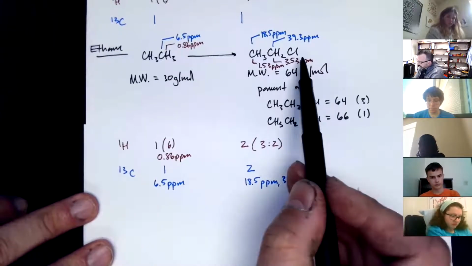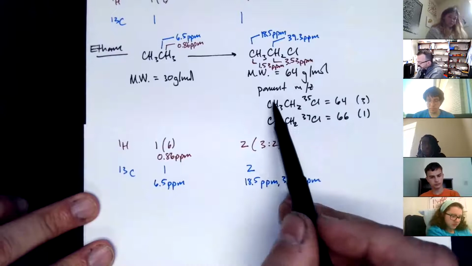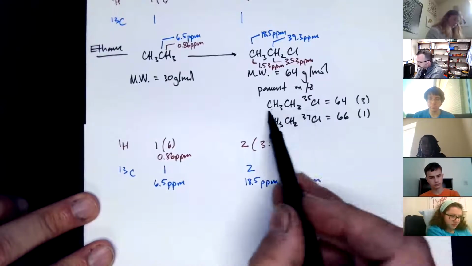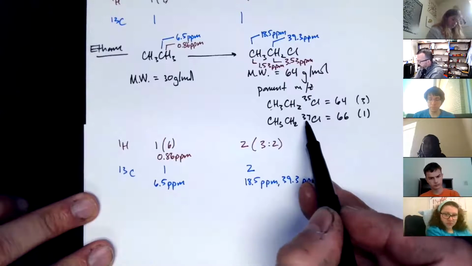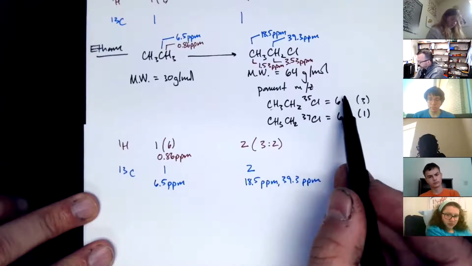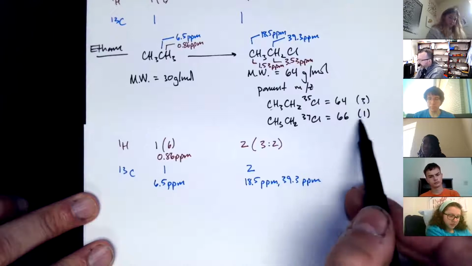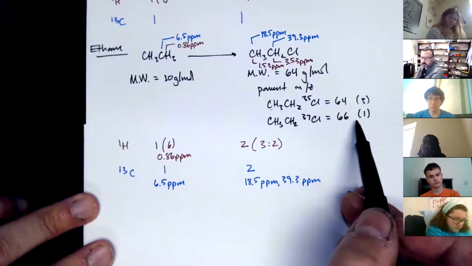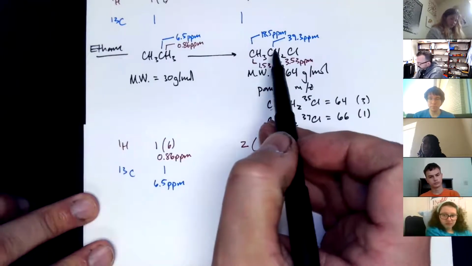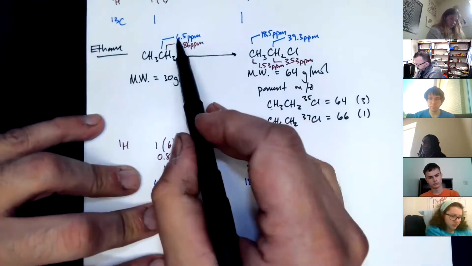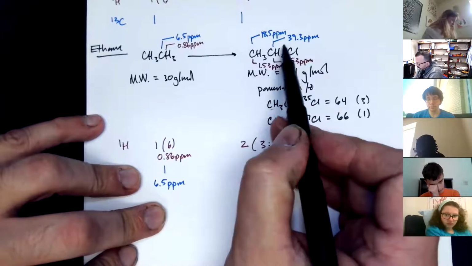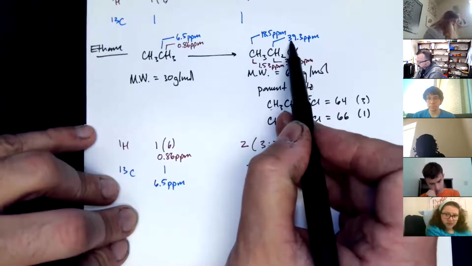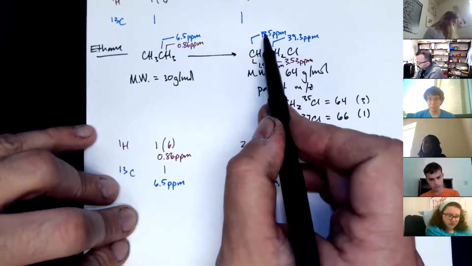Now, in the parent region, we do the same thing. We have the 3-to-1 ratio. All I've written here is those molecular formulas with 35 and the 37. So that gets you 64 and 66, again, in the 3-to-1 ratio. Notice how the chemical shifts change. We started at 6.5. The carbon bearing the chlorine now shifts quite a bit to about 40. This one shifts a little bit more.